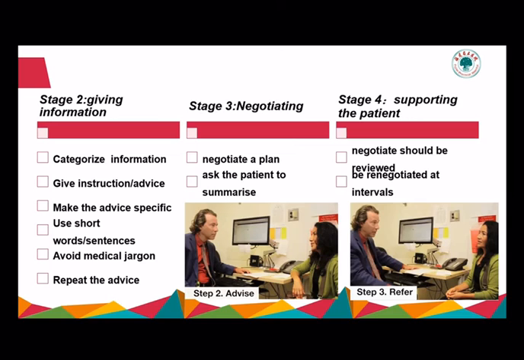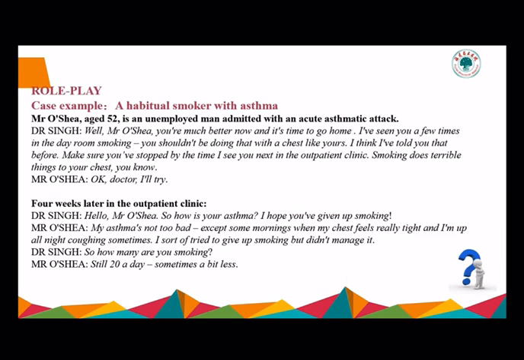Stage 4. Supporting the patient. It is not easy to change one's lifestyle, such as giving up a lifelong habit of smoking or drinking. So the plan of action that has been negotiated should be reviewed and may need to be renegotiated at intervals. Please read the case. It can help us to understand how to give lifestyle advice.